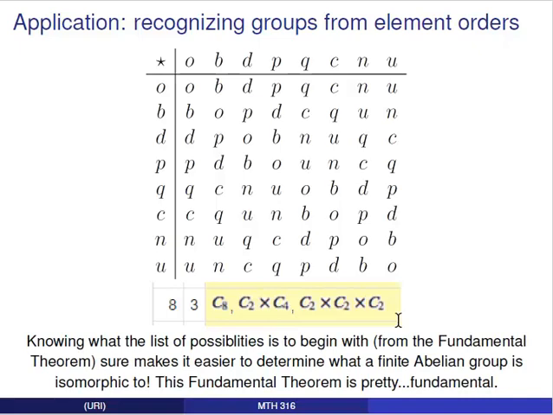Now, as we can see here, knowing ahead of time the complete list of possibilities to which a group can be isomorphic, that list is given to us by the fundamental theorem, it makes it very easy to determine which group we are looking at. Given any abelian group, we can just look at the orders of the elements, and we can rule out everything except for the correct group. That makes the fundamental theorem pretty useful and pretty valuable and pretty fundamental.